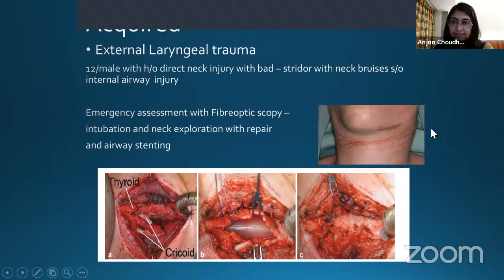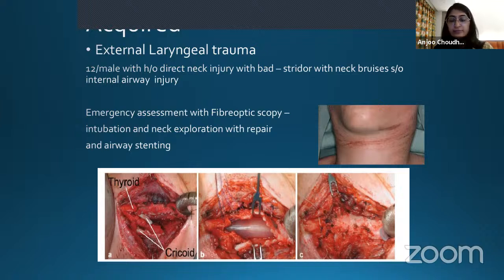So the classical sign is any contusions or bruises on the neck with change in voice is an indication to do a laryngoscopic examination and a CT scan, because they may present with fractures of the thyroid cartilage and cricoid cartilage, which we do not realize until they present with stridor to us.